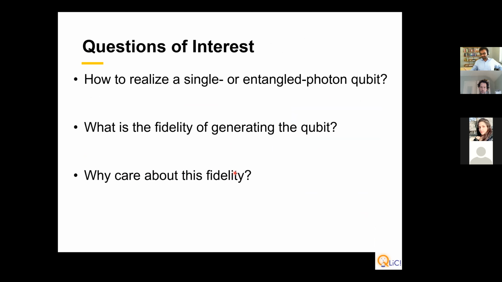And why care about this fidelity, right? The rationale behind asking these questions is, the first question essentially tells us about how well these quantum protocols that I would implement scale. What's the efficiency of the source that is required? What if I create these, what are the accessible quantum information processing protocols that we would be looking at?